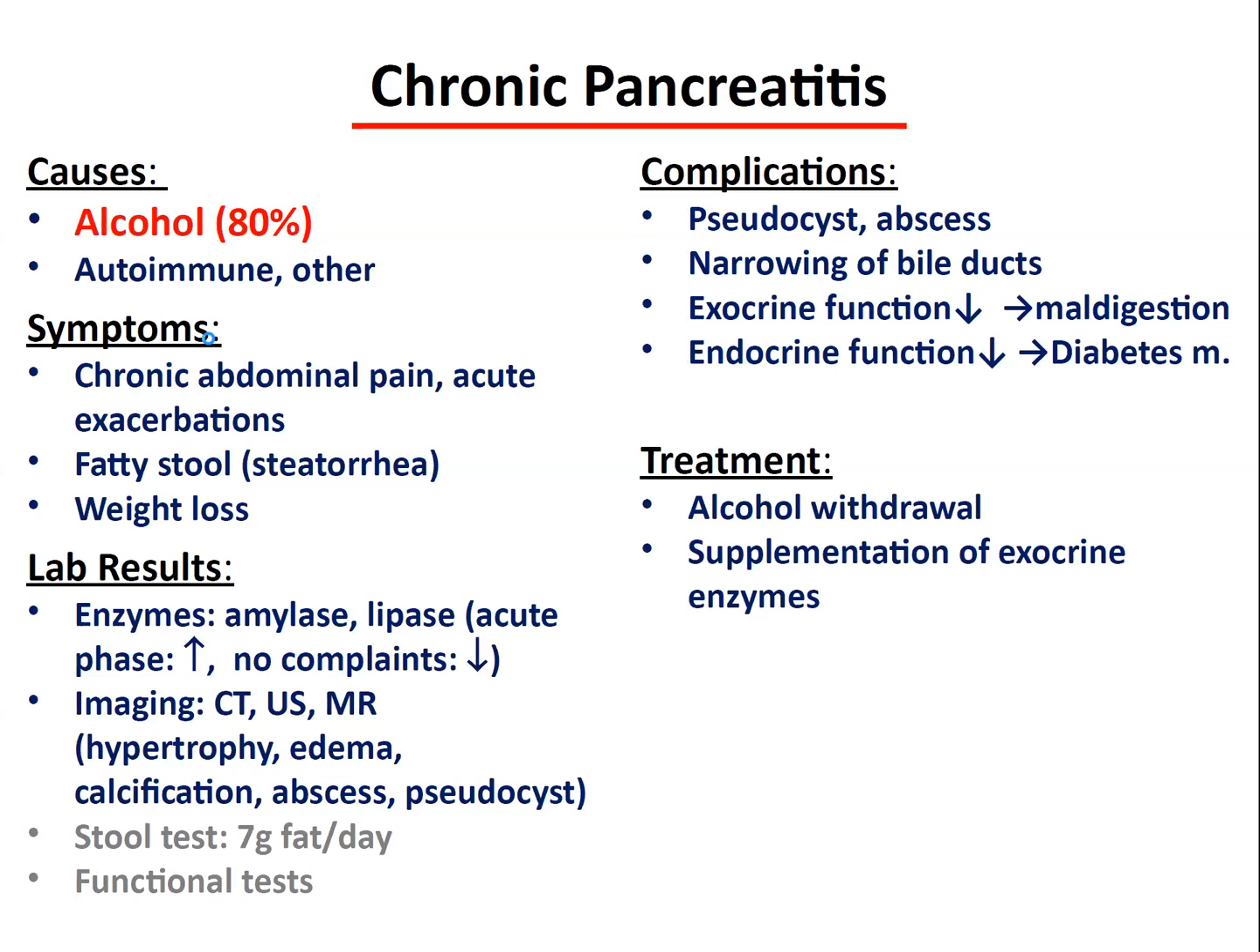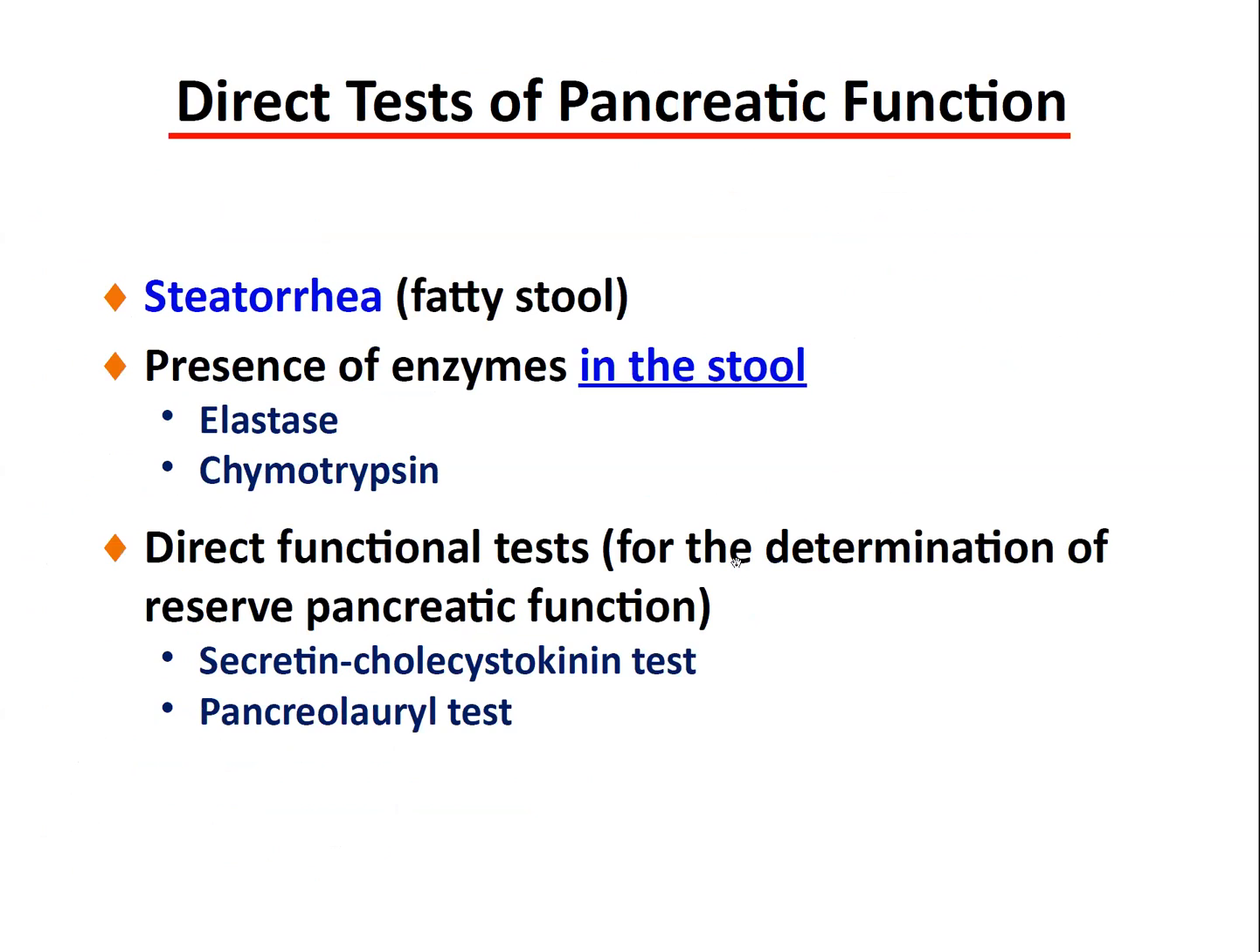Now, functional tests usually measure the enzyme that is liberated. This is the Lundh test, and another test we will talk about a little bit later on. The complications of a pseudocyst or abscess can be narrowing of the bile duct, or the exocrine function decreases. So this causes maldigestion and usually diabetes mellitus due to beta cell destruction. What is the treatment? Alcohol withdrawal, if possible, and supplementation of exocrine enzymes. So you can take pills that have the pancreatic enzymes in them.